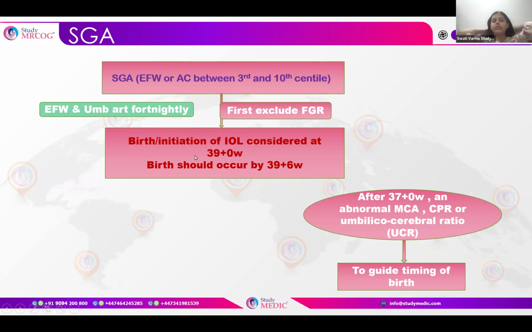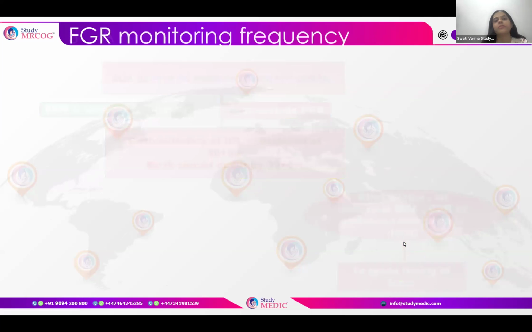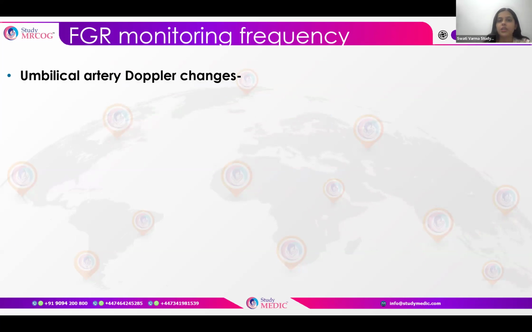And yes, one important thing here, after 37 weeks, an abnormal MCA, CPR or UCR, you have to just remember a few things about this: MCA, CPR or UCR, you have to use after 37 weeks to decide the timing of delivery. No more than this. MCA PI if high, then you can plan delivery. That I will be dealing with shortly in further slides. But once she crosses 37 weeks, then these things you have to use for guiding the time of birth in SGA. Now comes the bad one, that is FGR.